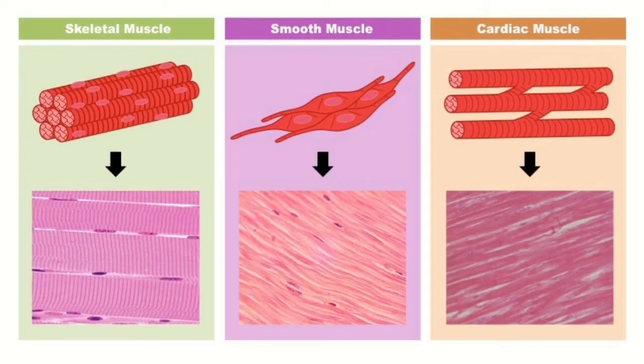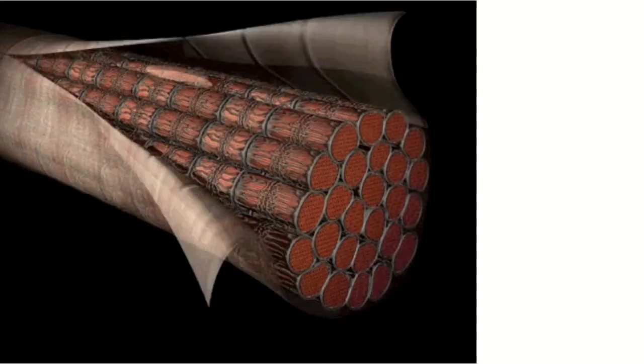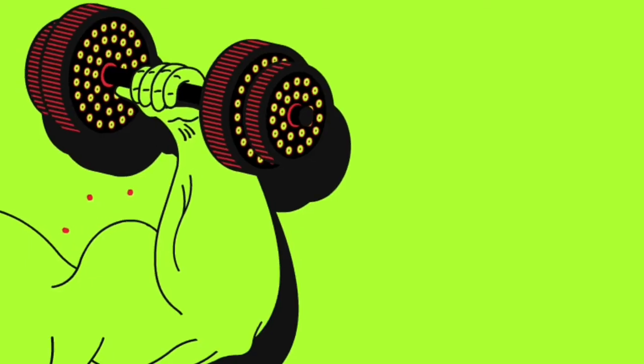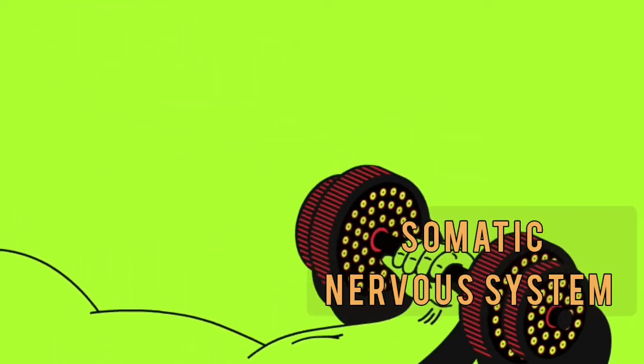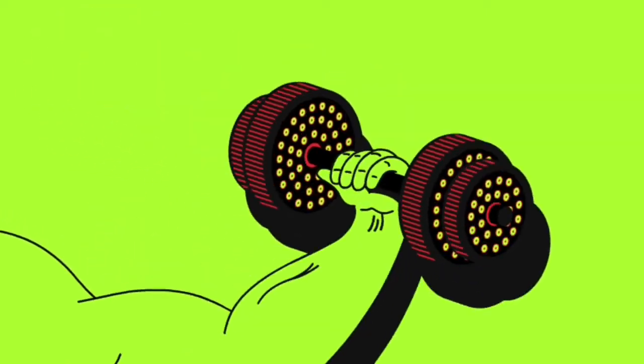Therefore, there are three types of muscles: skeletal muscles, smooth muscles, and cardiac muscles. Skeletal muscles. Cells are cylindrical. Cells are unbranched. These are voluntary muscles, which means they are controlled by the somatic nervous system. They contract rapidly and soon undergo fatigue.